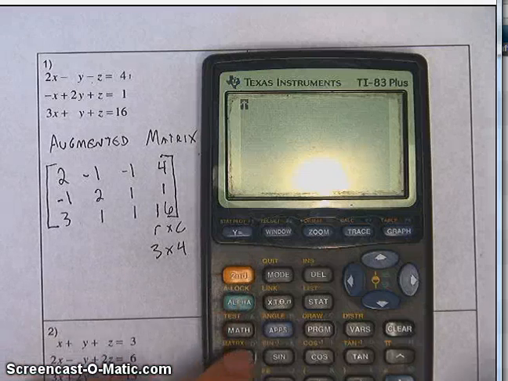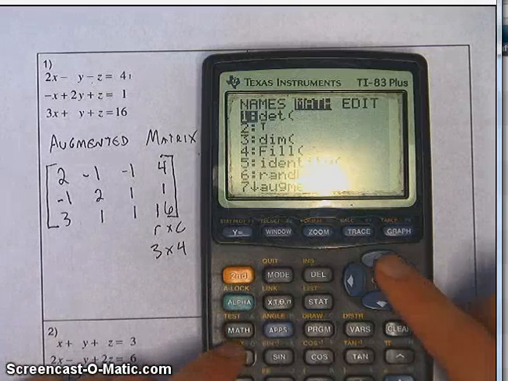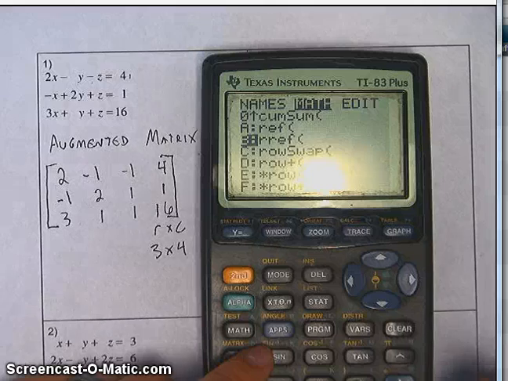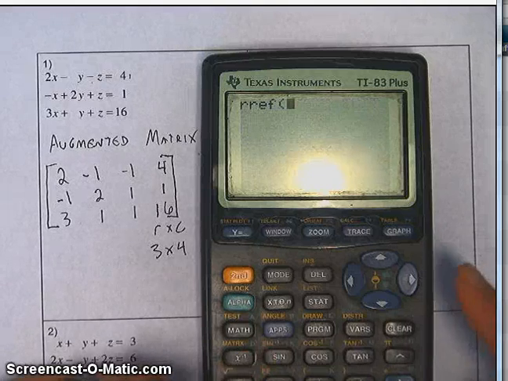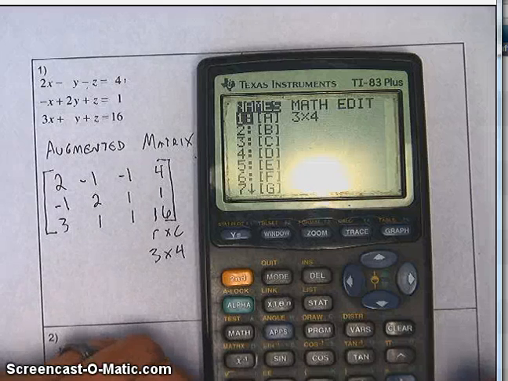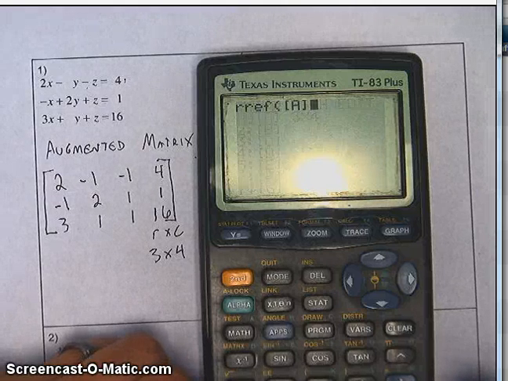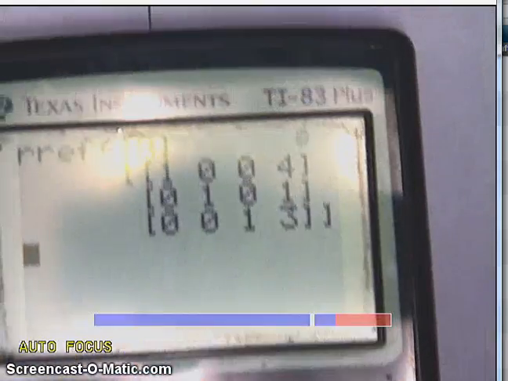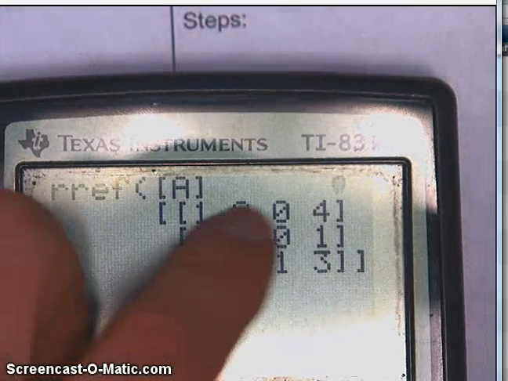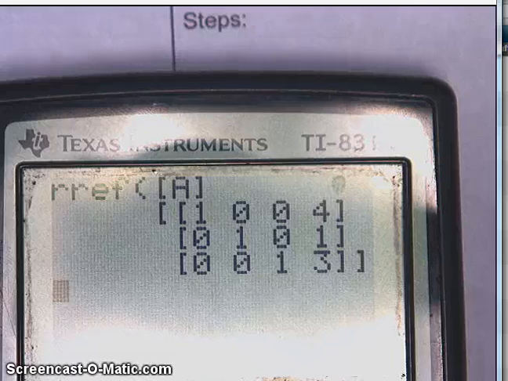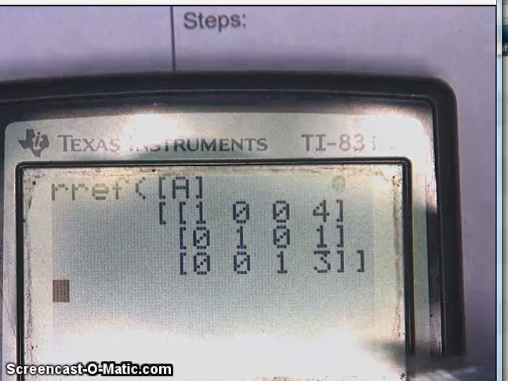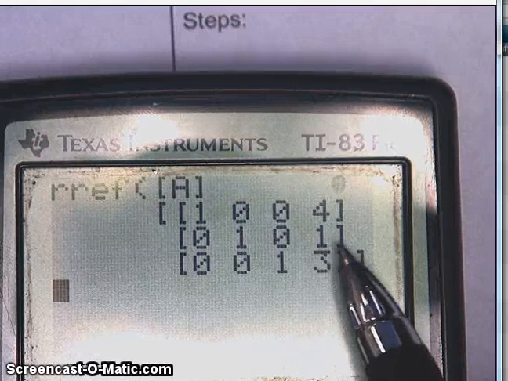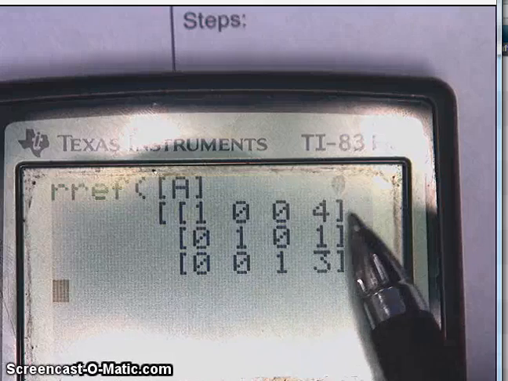And we're going to go back to second matrix, over to math, up to B, RREF, which stands for reduced row echelon form. Hit enter. But before you hit enter again, go back to the matrix screen and hit enter on matrix A twice. Now, as long as you see this nice, pretty identity matrix, which is 1, 0, 0, 0, 1, 0, 0, 0, 1, this is the calculator saying, oh, I solved your system of equations. Z equals 3, Y equals 1, and X equals 4.